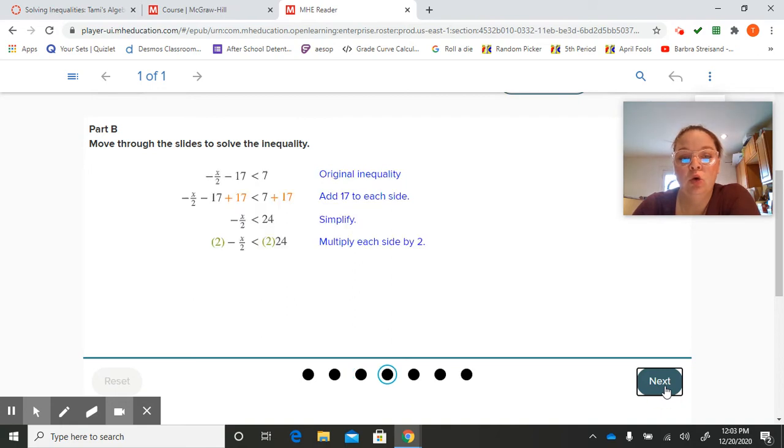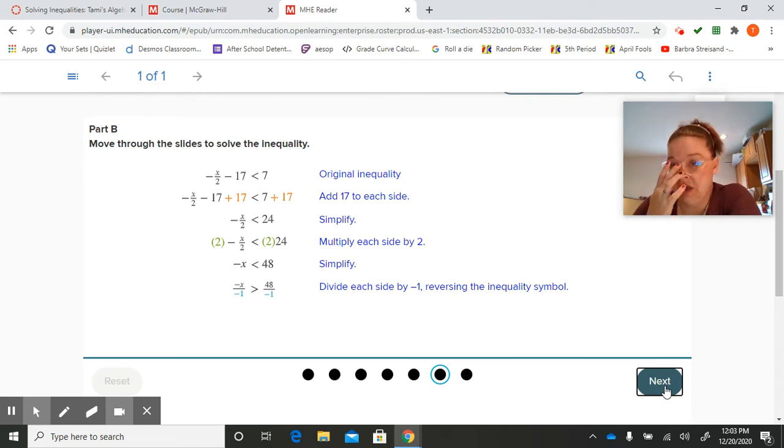Then we multiply by 2 on both sides because we want to get the 2 out of the denominator. And that gives us negative x less than 48. But we're not done there because we don't care about negative x. We want regular x. So we have to divide by negative 1 on both sides or multiply by negative 1 on both sides. You can do either one because they're both going to get you the same thing.